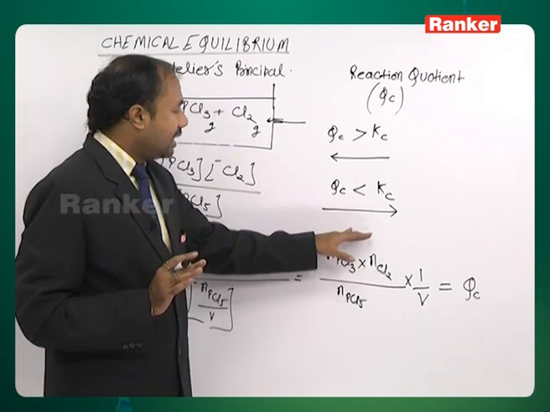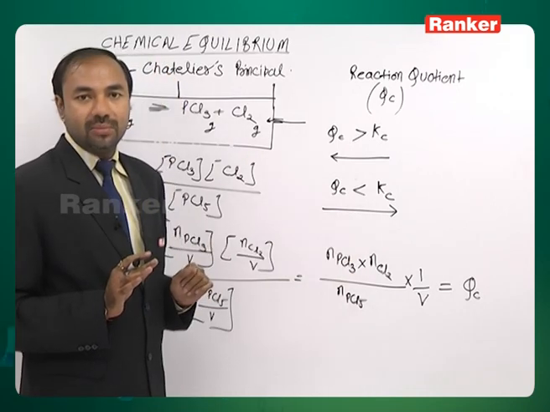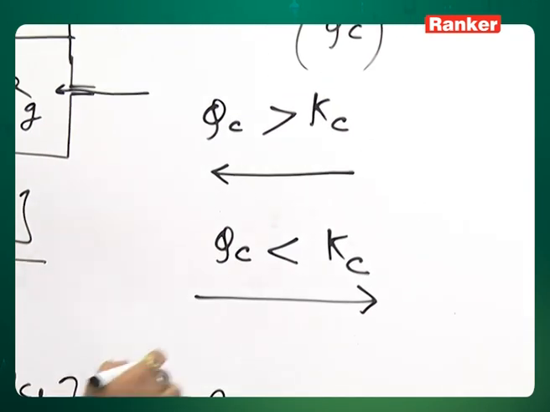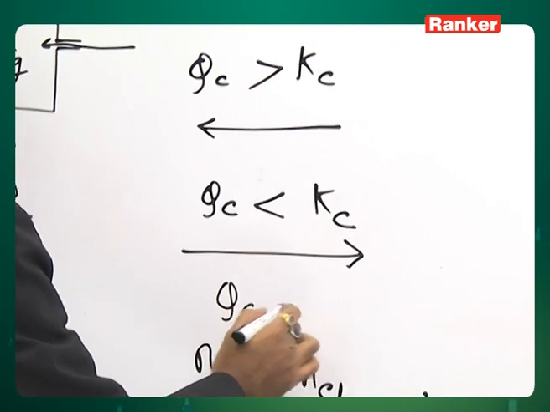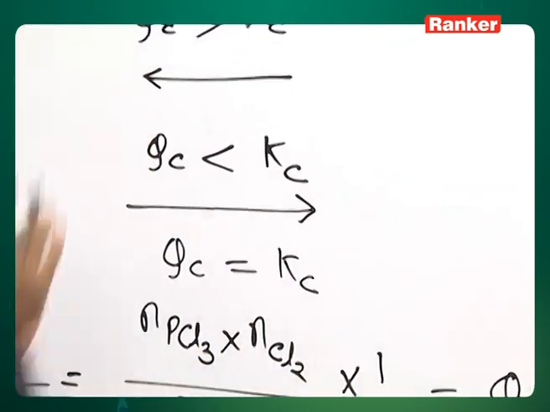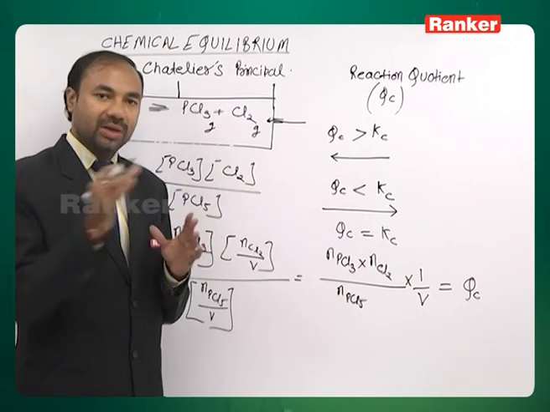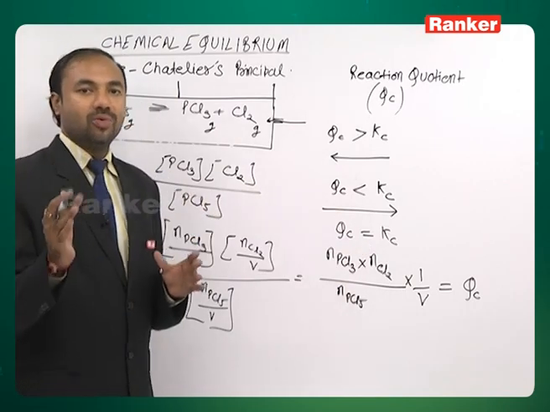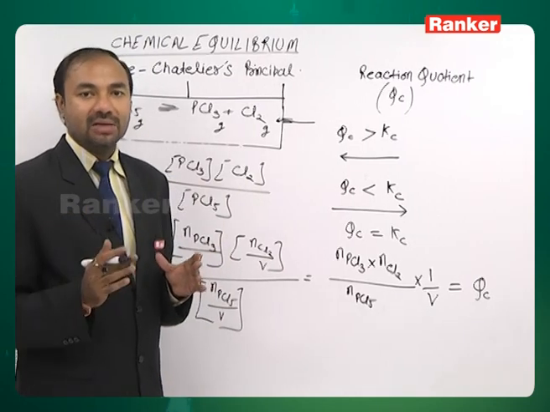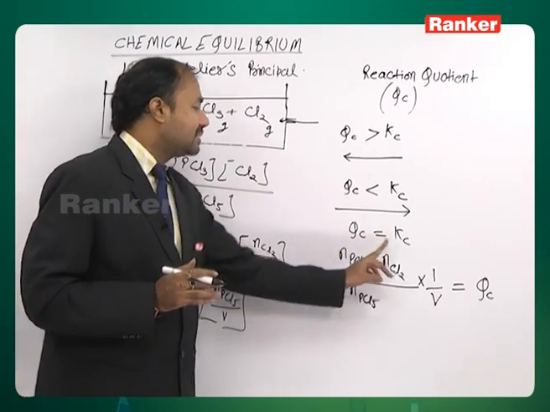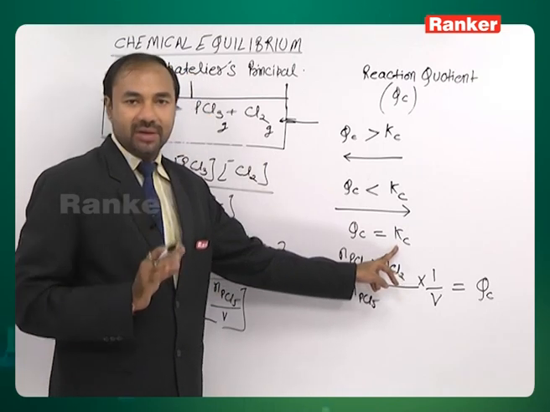Now, when equilibrium is again established, at that time we will have QC equal to Kc. There is nothing net at that moment. The reaction is balanced. Both the reactions are equal to each other. One is moving in the forward direction, one is moving in the backward direction, with equal rates. So QC becomes exactly equal to Kc at that particular moment.